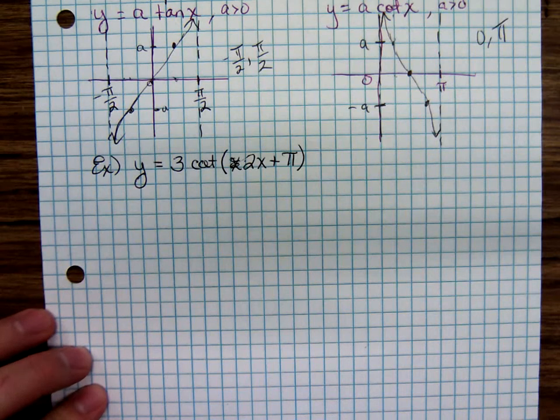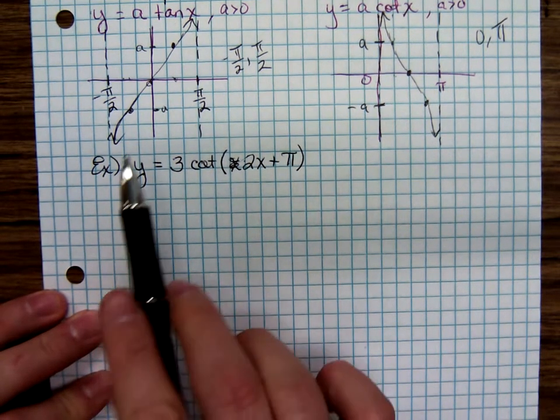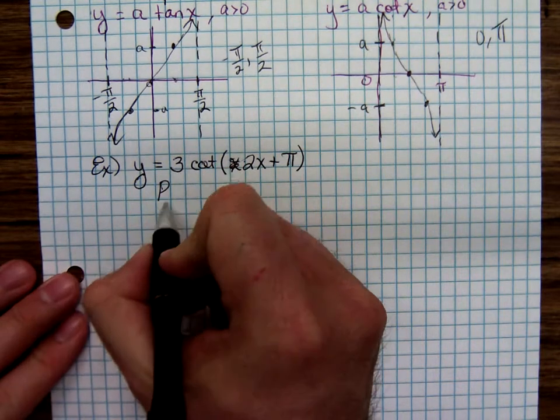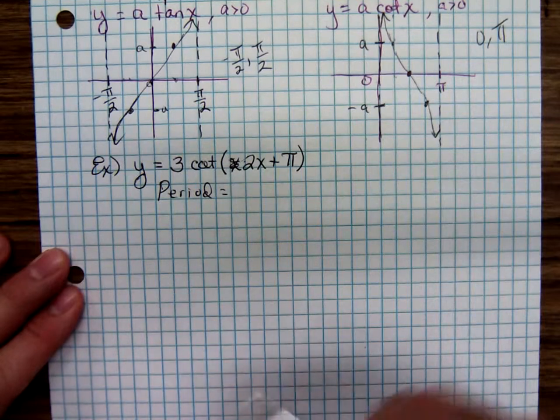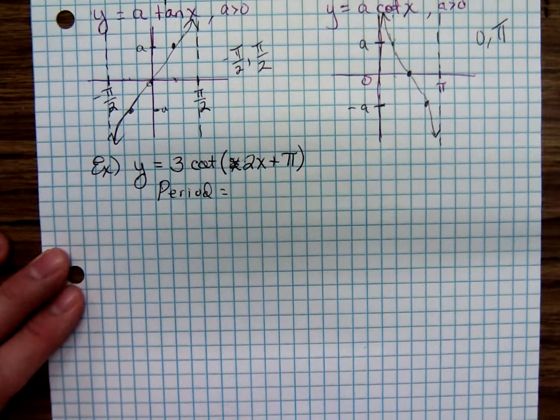Well, just like sine and cosine, we can talk about finding the period of tangent and cotangent. But the period for tangent and cotangent is slightly different from the period of sine and cosine. With sine and cosine, we'd say 2 pi over the coefficient of x, because it took one loop around the unit circle to make one complete cycle.